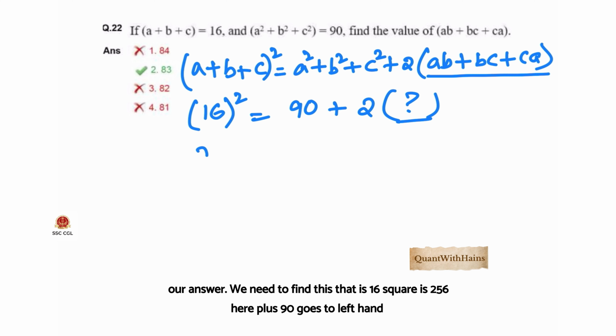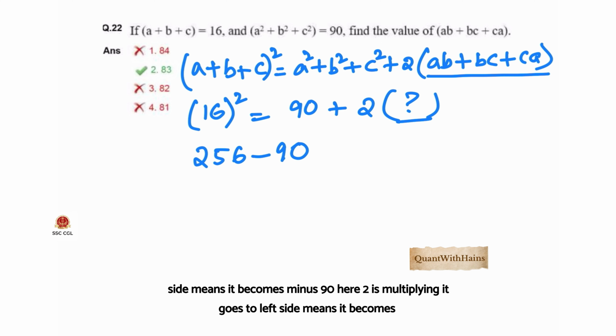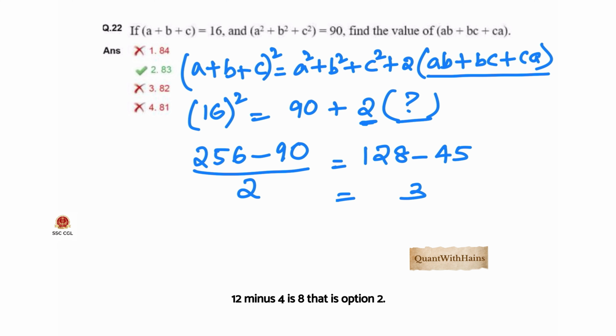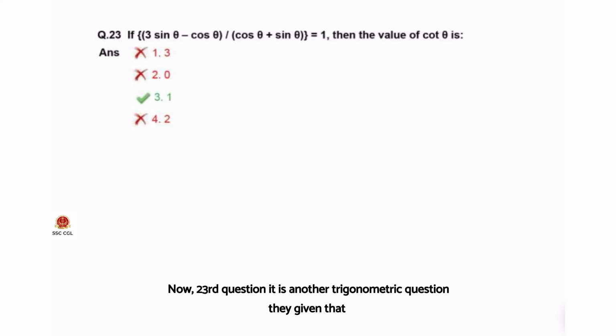That is 16 square is 256. Here plus 90 goes to left hand side, means it becomes minus 90. Here 2 is multiplying, it goes to left side, means it becomes division. Now 256 by 2, that is 128, minus 90 by 2 is 45. So our answer is 128 minus 45, that is 83. That is option 2. Now 23rd question, it is another trigonometric question.